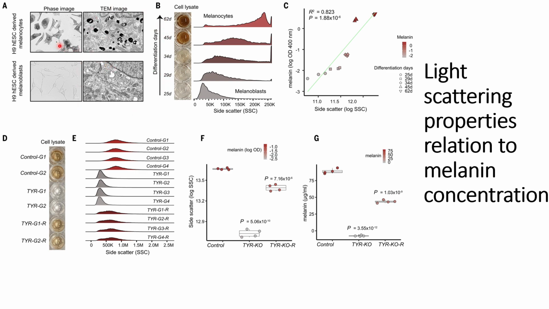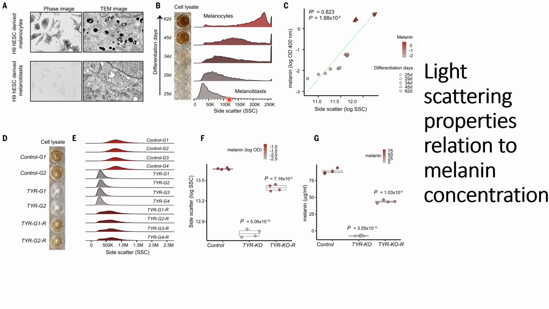Here we can see the melanocytes in a darker color, both in the phase diagram and in the TEM diagram. Later, when they analyzed the light scattering property through the side scatter of the flow cytometer, they could see the difference in the side scatter during the initial days of the differentiation and in the final stage of the experiment, that is, during the 25 days.